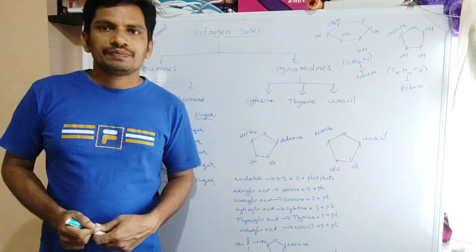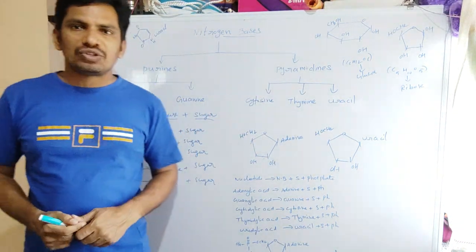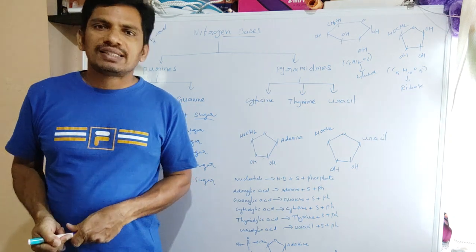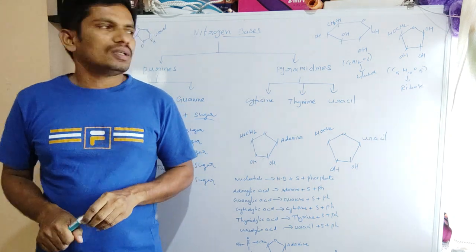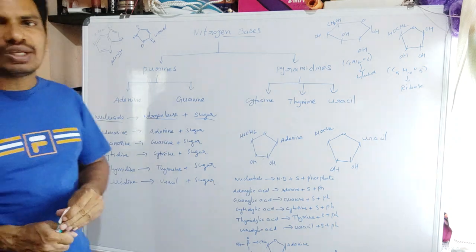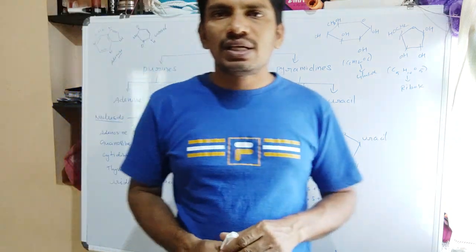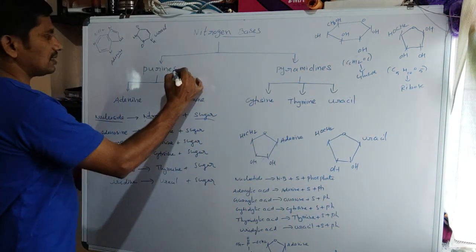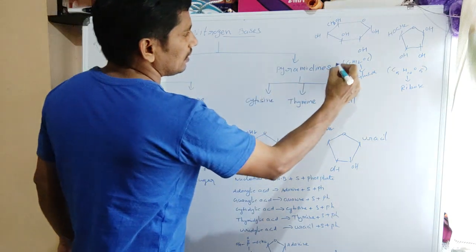Good morning children. Today's topic is nitrogen bases, which is in the 11th standard biomolecules. Here are the nitrogen bases, which are classified into two types: the purines and pyrimidines. First one is the purine and pyrimidine.